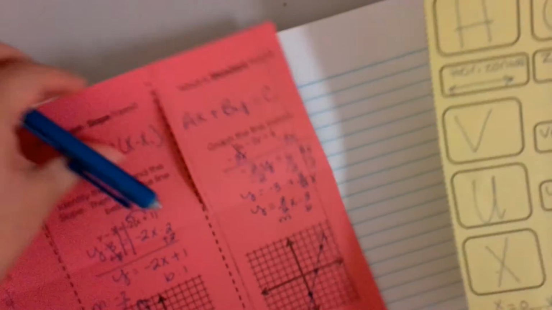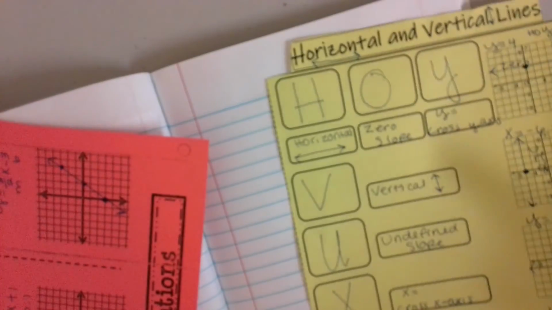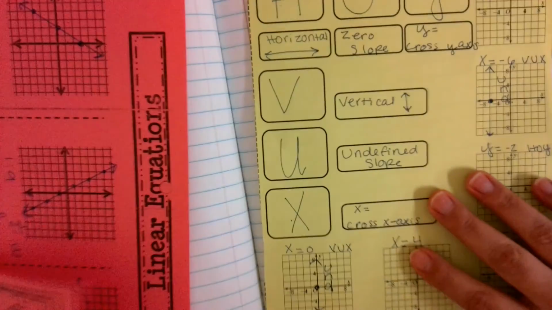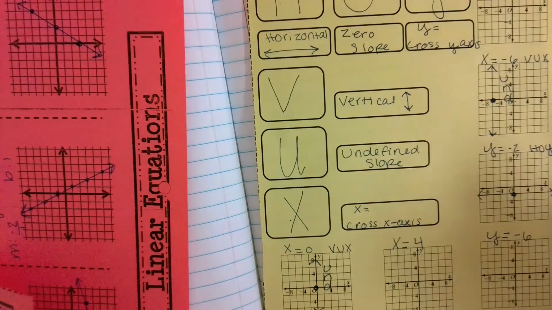When you glue these in your journal, you're going to put this one here and this one here. They should be side by side. Remember, I'm checking your journal next week. Okay, guys?